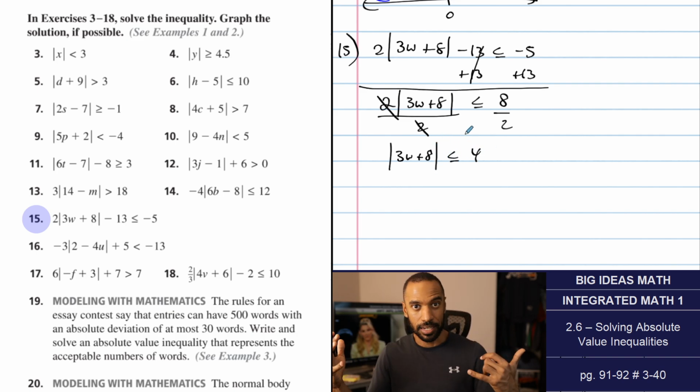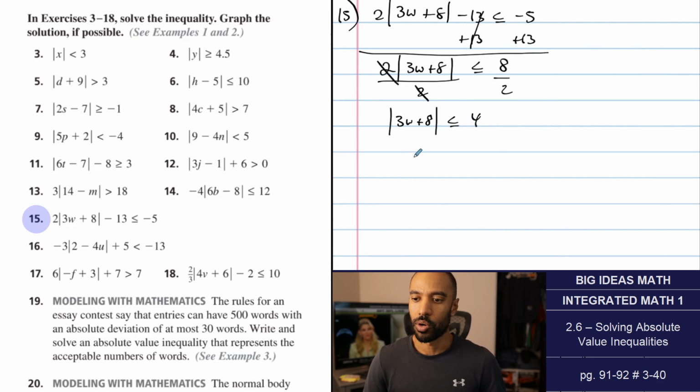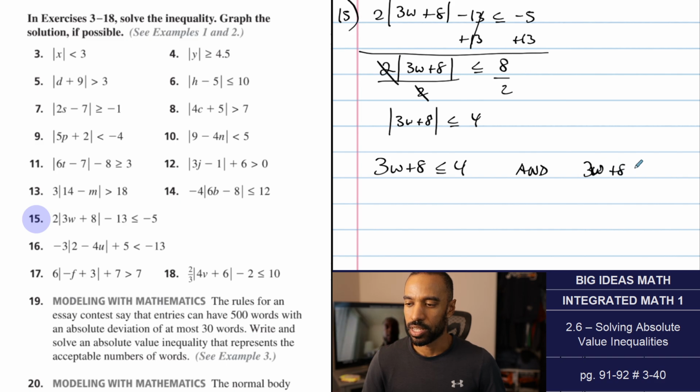This is where I'm going to write, and then I'll combine them at the end. So 3w plus 8 is less than, not either, I can't say that. It must be less than or equal to 4, and, because either implies or, 3w plus 8 must be greater than or equal to negative 4 as well.